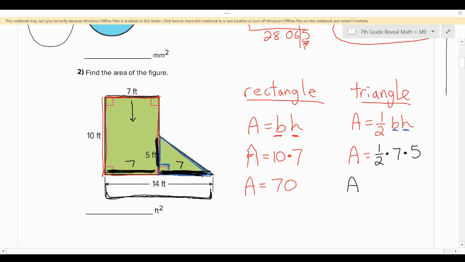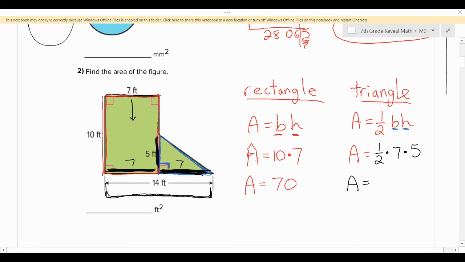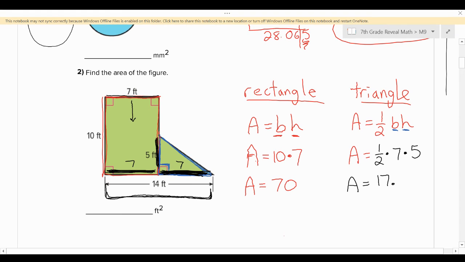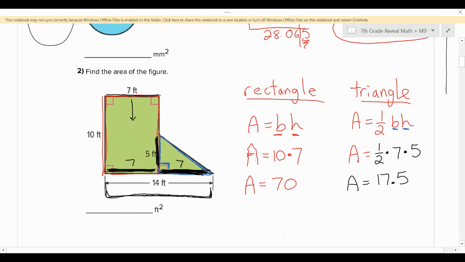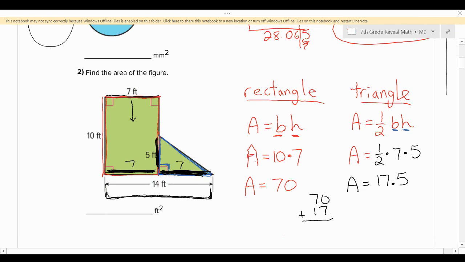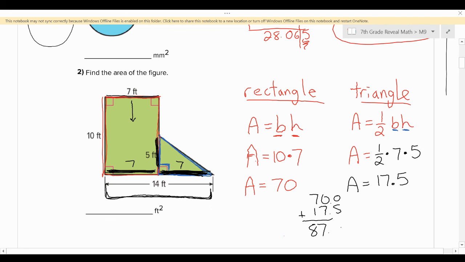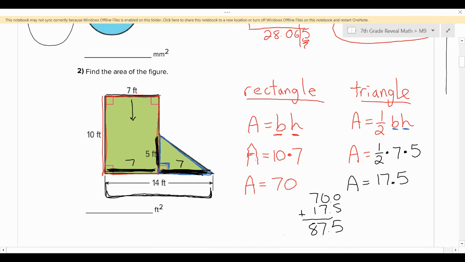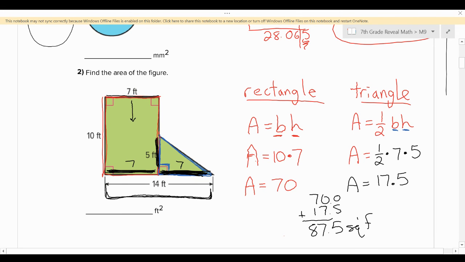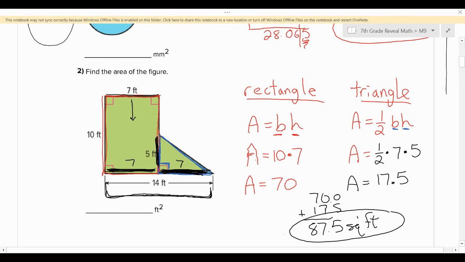All right, now we got to calculate. We have 35. Half of 35 is going to be 17.5. So now we're going to combine those two areas, and we get 87.5. We don't have to round this time, but we do want to put square feet to be precise. There we have it.